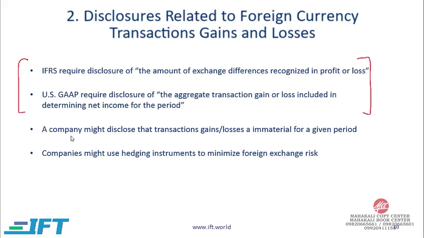A company might disclose that the transaction gains and losses are immaterial for a given period. This might happen if the gains and losses cancel each other out. There might also be a situation where in a given period, the foreign currency transactions are extremely few.